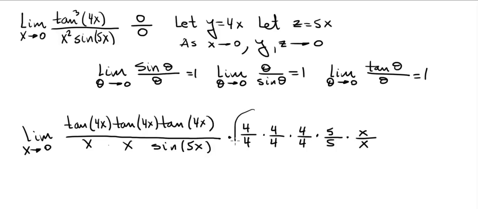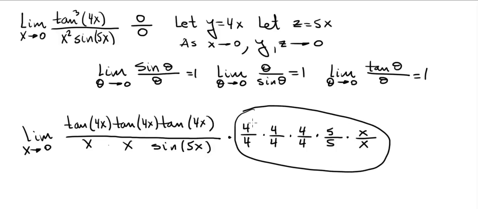Notice that everything here is just 1. I did not change the problem at all. Even x, as it's going to 0, it's never 0, so dividing it by itself is perfectly okay.